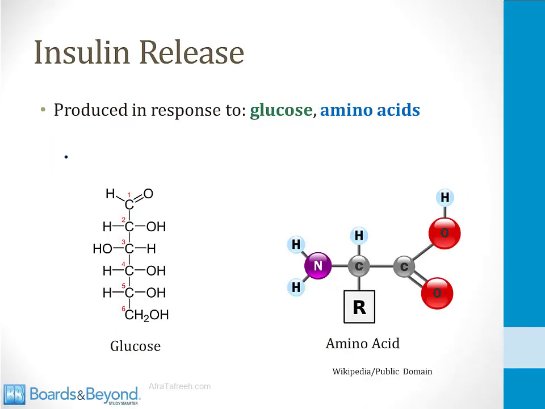So as we saw from the mechanism on the last slide, when there is glucose in the plasma, this can trigger the release of insulin. You should also know, however, that many amino acids can also trigger the release of insulin. In fact, when you consume glucose and amino acids together in a meal, as you often do with most meals, the two of them together are a powerful stimulator of insulin release.